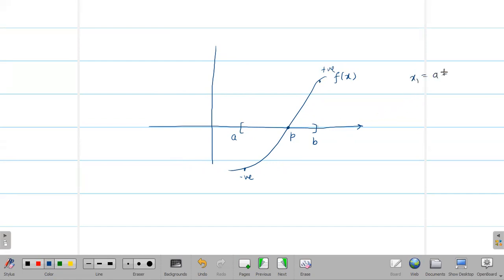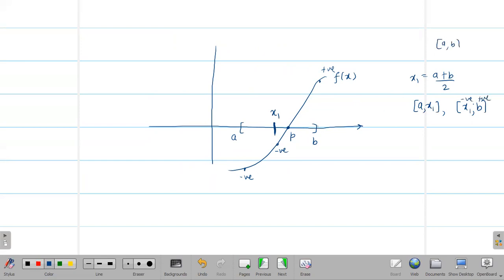x1 is equal to (a plus b) by 2. So let us take its midpoint here. This is the midpoint, call it x1. Now the root will lie either in a x1 or x1 b. But from the figure you can see the root will lie here only. So f at x1 you are getting negative, and here it is positive. So negative, positive you will take.